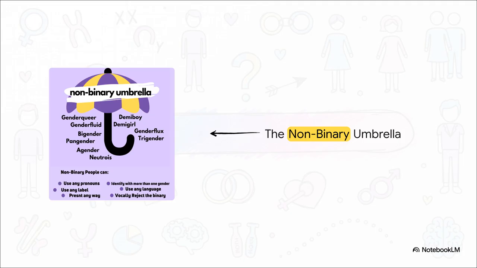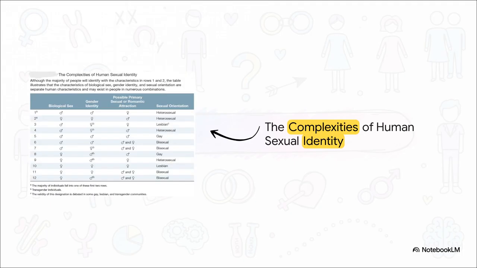They'll often use pronouns like they and them. And it's super important to realize they aren't somehow lacking a gender. They're just sitting somewhere else entirely on the spectrum. And here's a massive point. We absolutely have to distinguish our internal identity from our outward attraction.